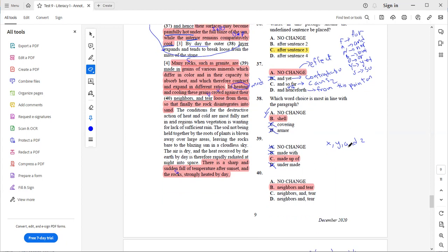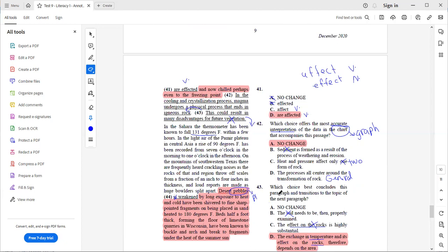Okay, thank you. Question 40, Engineer Zaina. In heating and cooling, these grains crowd against their neighbors and tear loose from them, so that finally the rock disintegrates into sand. Okay, so if you look here, in heating and cooling is a modifier, but he didn't put a comma here. As I told you, there are many mistakes. These grains, there's a subject. Crowd, verb, against their neighbors. And tear, there's a verb again, loose from them. Then comma, so that there's another sentence. So I think the comma is not necessary. Yeah, the comma is not necessary because here we have only Y and Z. We don't need commas. We'll only put a comma if we have X, Y, and Z. Perfect. Thank you.